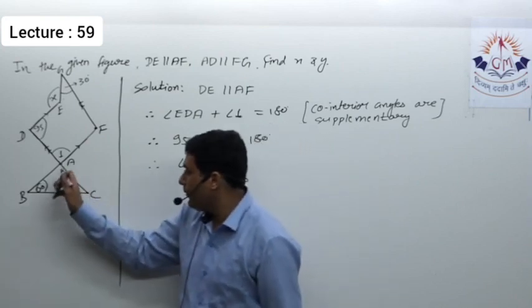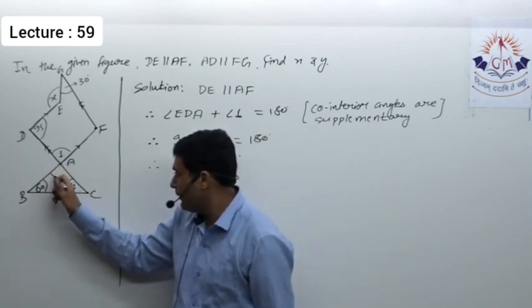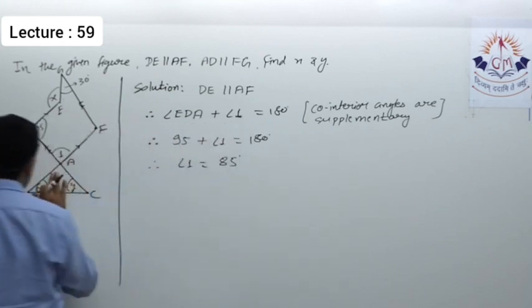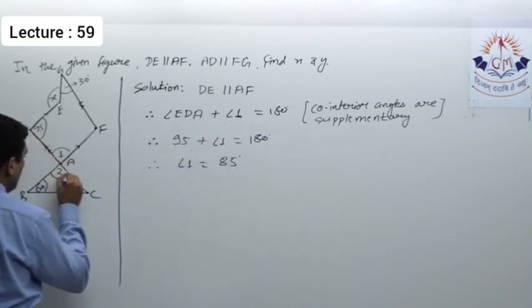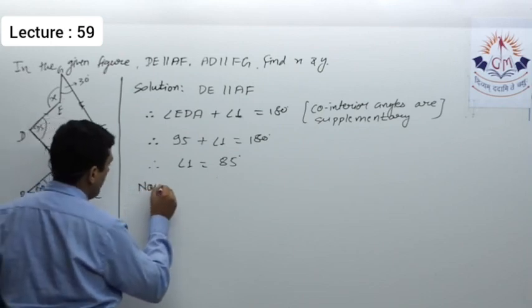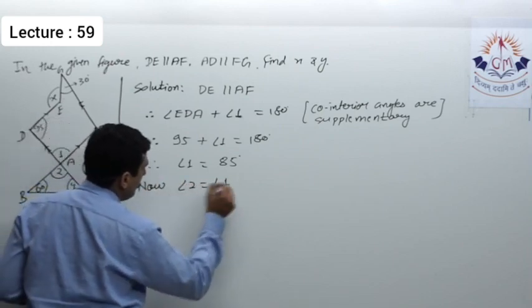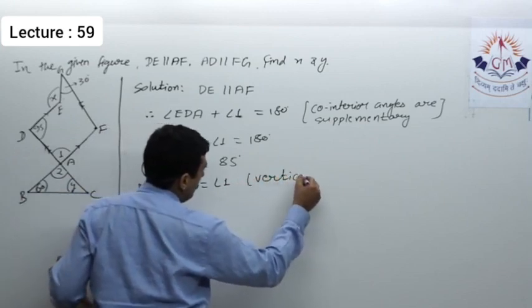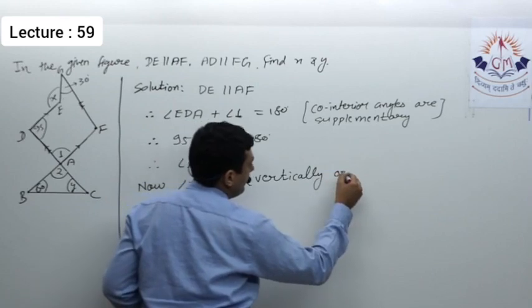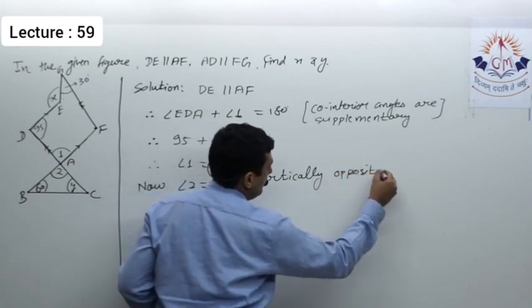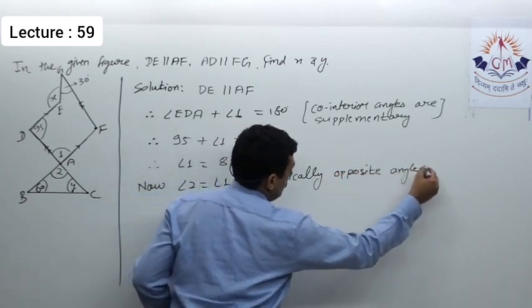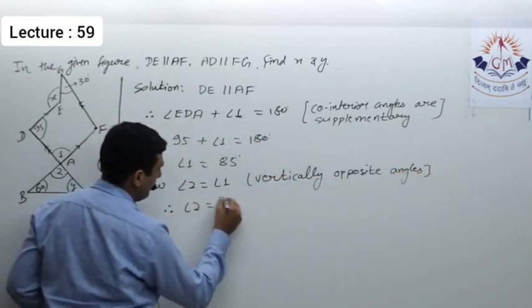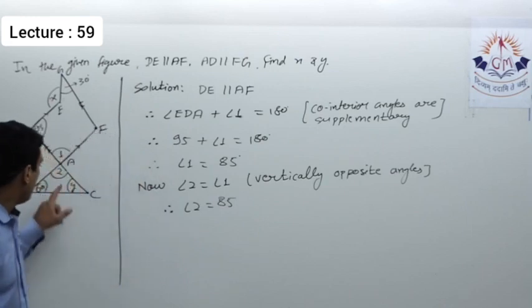Now as angle 1 is 85, I can say this will be 85, vertically opposite angle. I'm calling it angle 2. Now angle 2 is equal to angle 1. Reason: vertically opposite angles. Okay, so I can say angle 2 is equal to 85. So here I got the measure of angle 2.